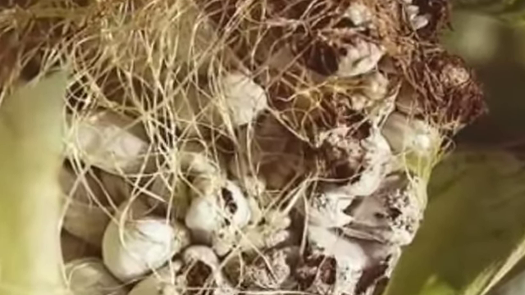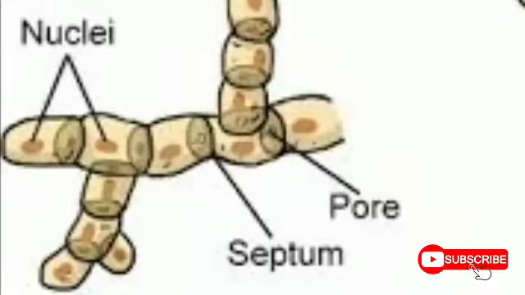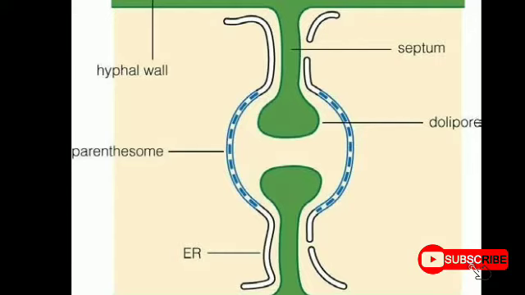The mycelium is branched and septate. In Basidiomycetes, the septa are of a special type and are called dolipore septum. One big pore is present in every septum. The boundary of the pore is spread on both sides. This boundary is called parenthesome. Due to the spreading of the boundary on both sides, the shape of the septum becomes dome shaped, due to which it is called dolipore septum.